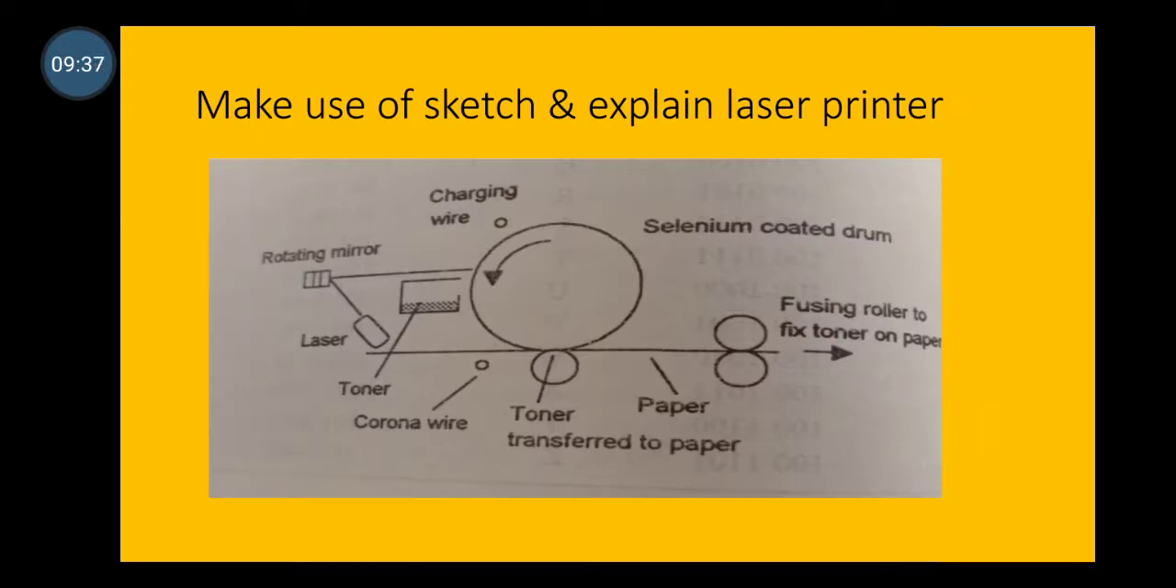Next one: make use of a sketch and explain the laser printer. Here the main components are charging wire, rotating mirror, laser, toner, corona wires, toner transfer to paper. Next, paper in the middle, fusing roller, fixed toner on paper.